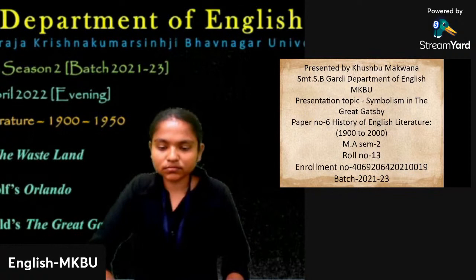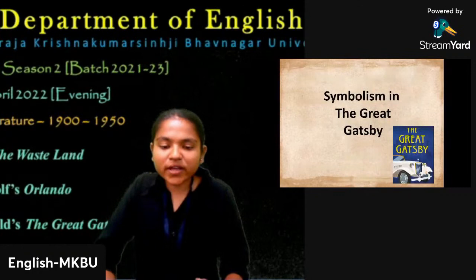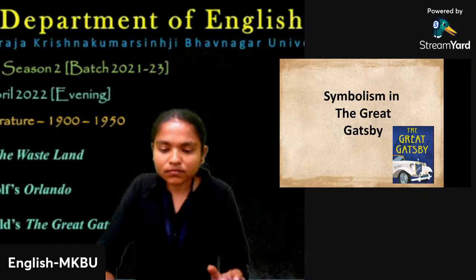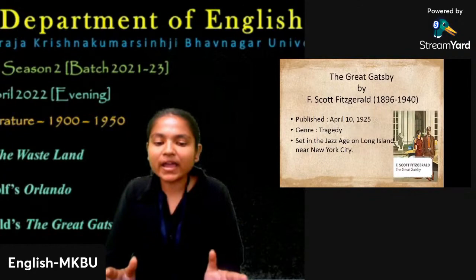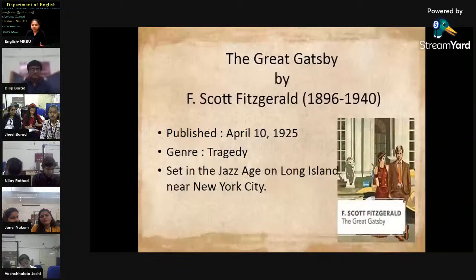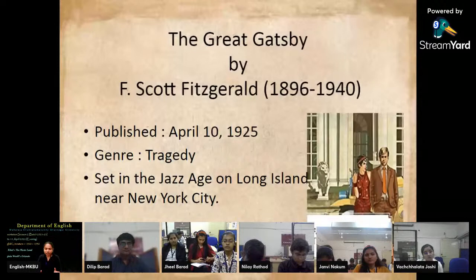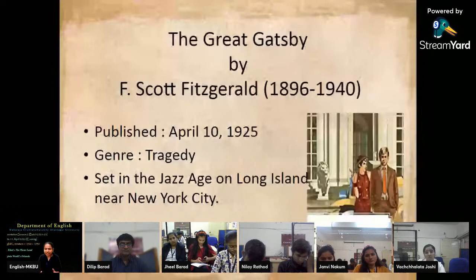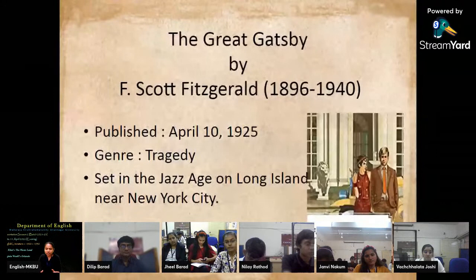Good afternoon all. I am Khushboo Makwana. Today I will present the symbolism in The Great Gatsby. The Great Gatsby is a novel written by a novelist called Fitzgerald. He was born in 1896 and died in 1940. The Great Gatsby was published on 10th April 1925. It was a tragedy. It is set in the Jazz Age on Long Island near New York City.